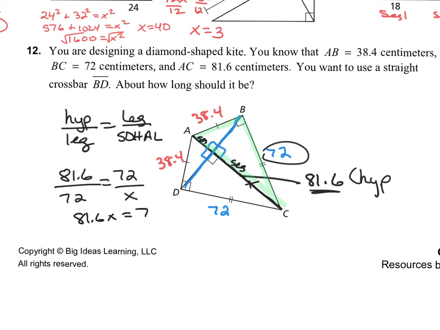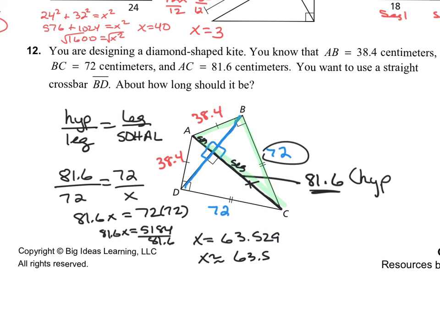So I'm gonna do 81.6X equals 72 times 72. So once I multiply 72 times 72, I get 5,184. I need to divide that by 81.6. And I get X is equal to 63.529. I'm gonna round this to around 63.5.